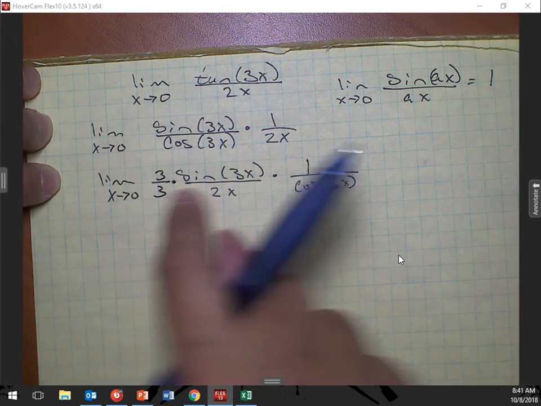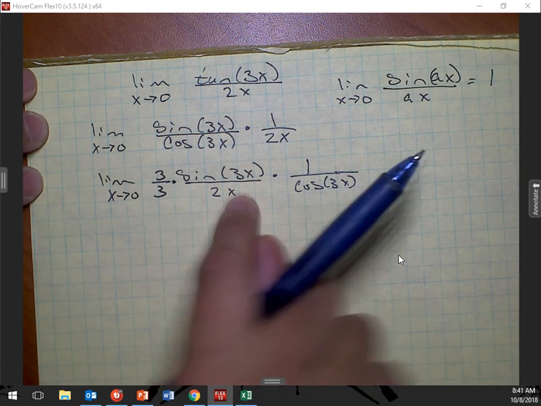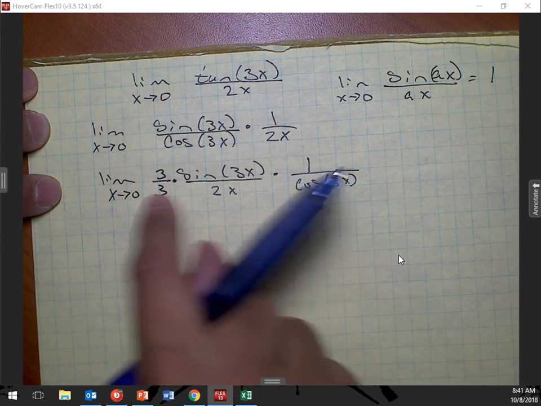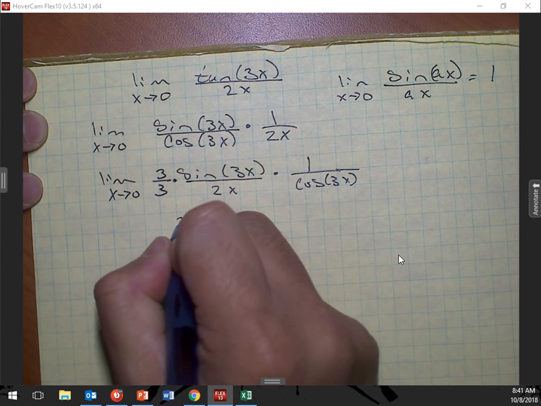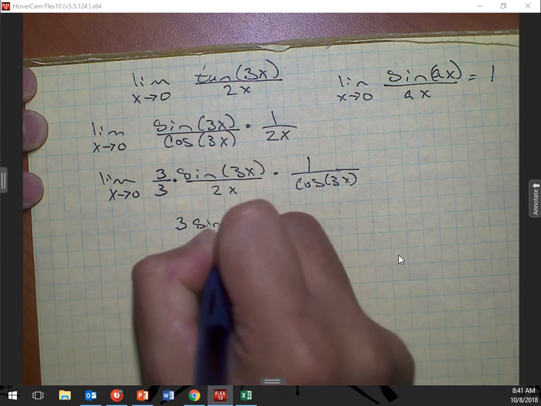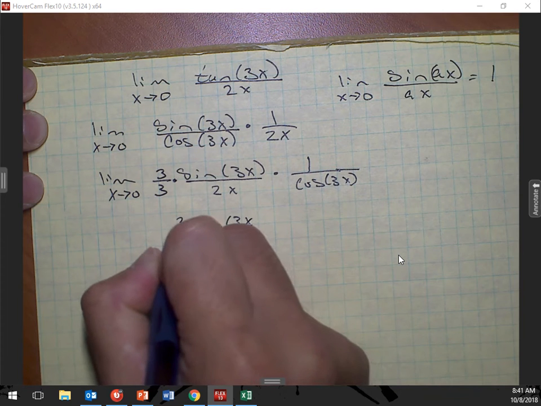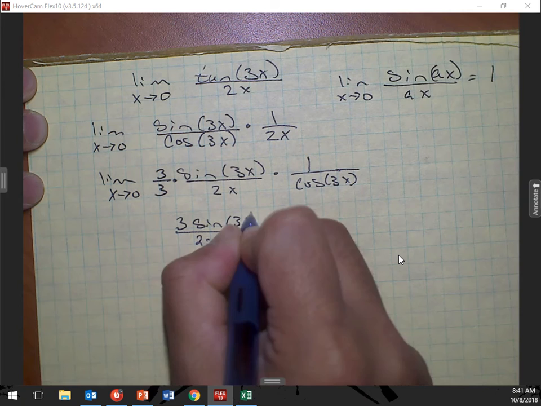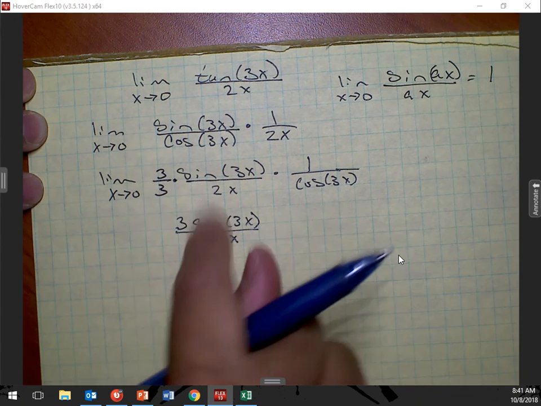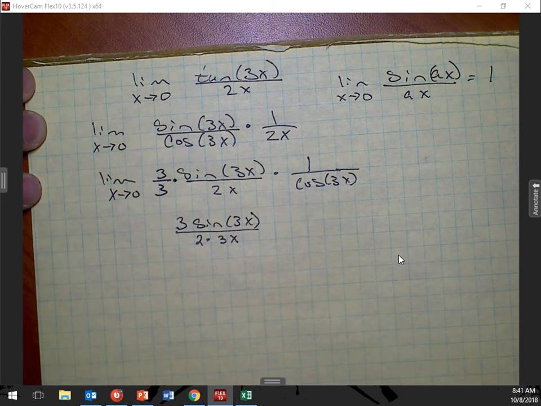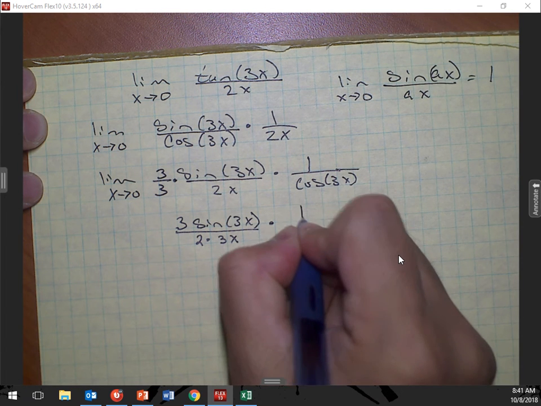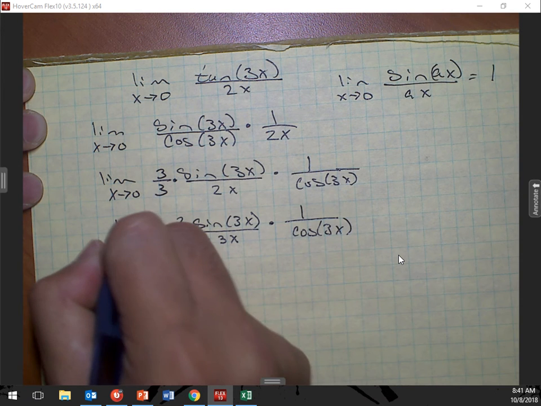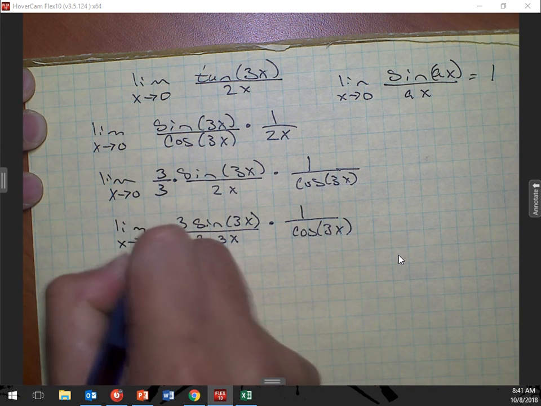Now, because this is all being multiplied, I'm going to manipulate this. So instead of multiplying the 2 here, I'm going to change this out. So I'm going to have 3 sine 3x over 2 times 3x. It's the same thing, I'm just changing the order that I'm multiplying, times 1 over cosine of 3x. Again, this is my limit as x approaches 0.